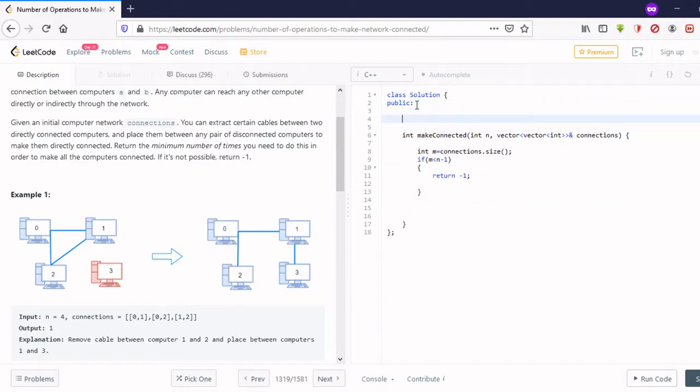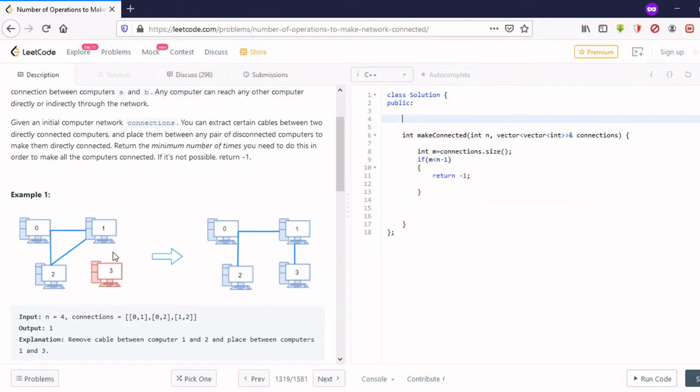Now, how are we going to do this? A connected component of size k requires only k minus 1 edges to make it connected. If there are fewer than k minus 1 edges, then it is not connected, and if there are more, we are free to remove one of those edges and use it wherever we want.